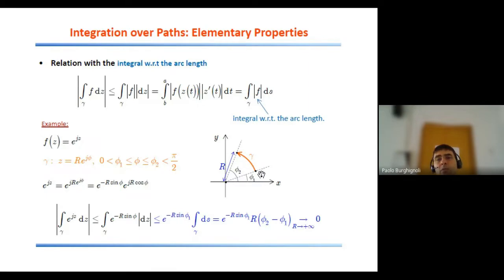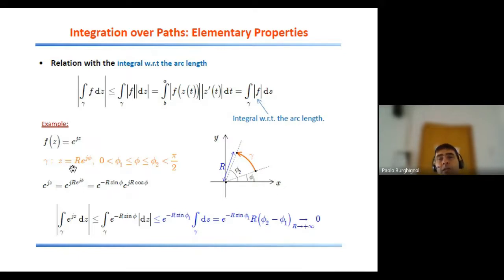angle phi, going from phi1 to phi2. And note that both phi1 and phi2 are strictly between 0, the angle 0, so the positive x-axis, and pi over 2, which means the positive y-axis or imaginary axis. Now, under these assumptions, look at the exponential function we are considering.